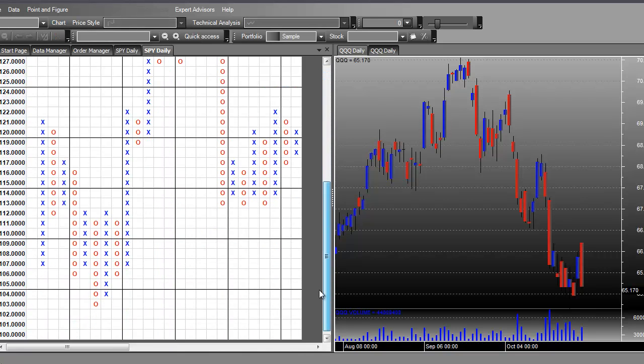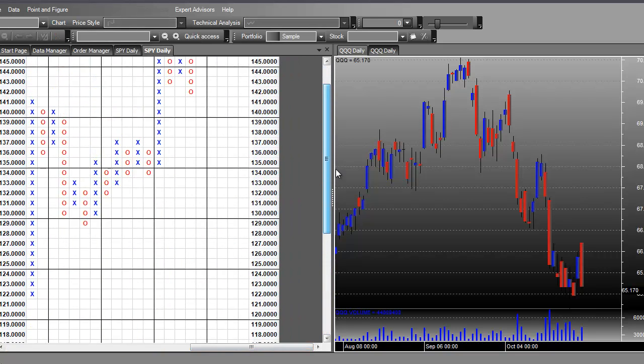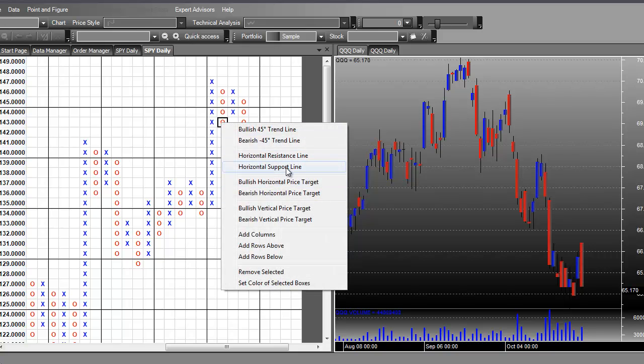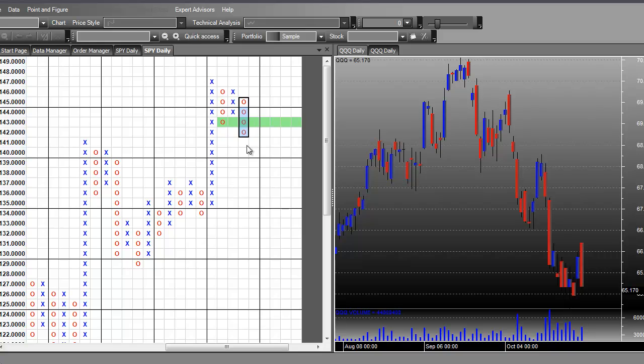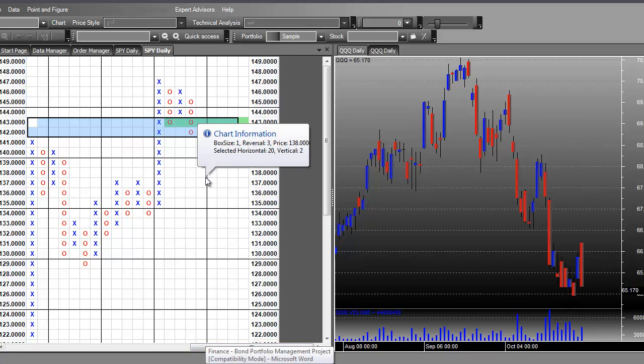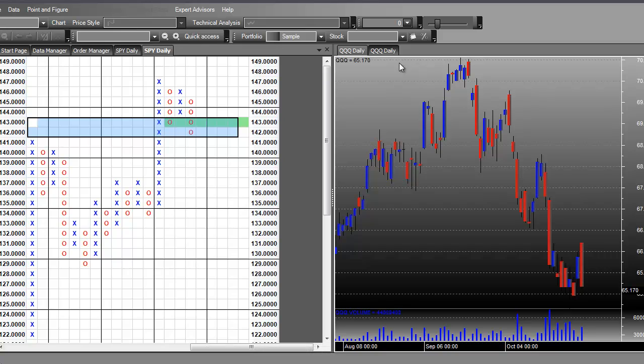Looking at the figure charts, we can clearly see this previous support level right here that we fell through. And we have this previous top that we already mentioned that we are now testing, which could act as a support level, but we could also fall down, and then this level here would become the resistance level that we would have to break up through again.